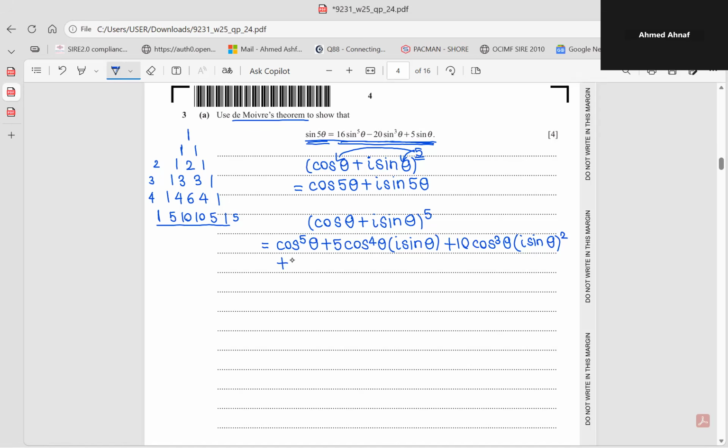And the next term coefficient is 10. So 10 times cos square theta times i sine theta cubed plus 5 cosine theta times i sine theta to the power 4 plus finally i sine theta to the power 5.